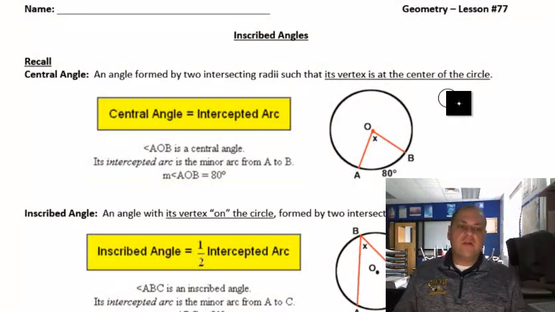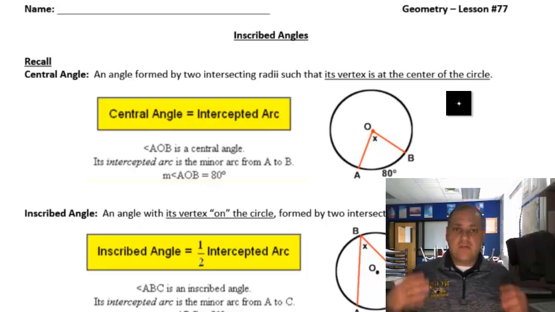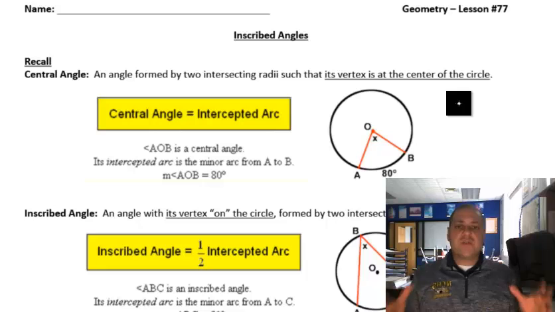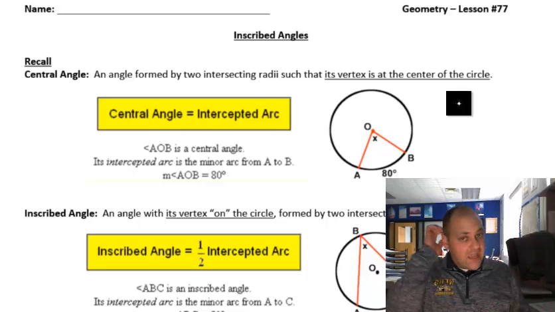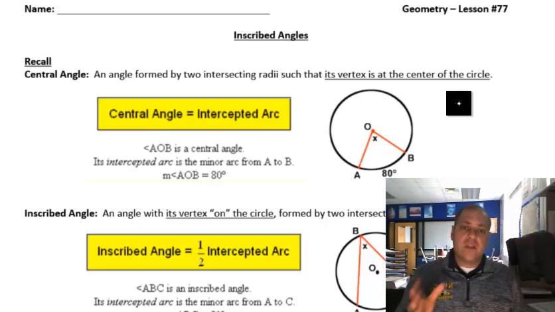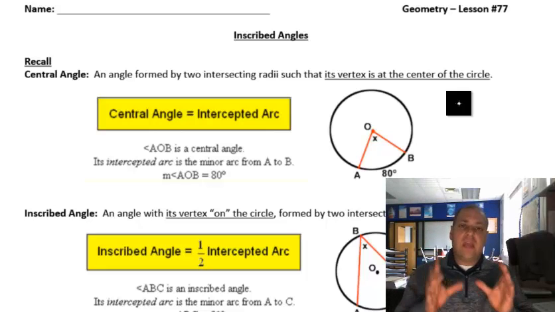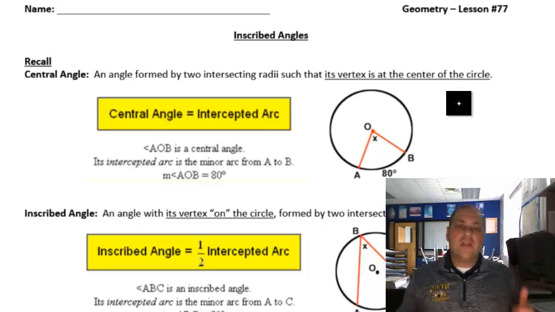All right, so we spent a lot of time the last couple days looking at central angles and arcs and some relationships with tangent lines and stuff like that. Now we're going to look at a very specific relationship between the angles and the arcs, and these are called inscribed angles, okay? These types of angles.